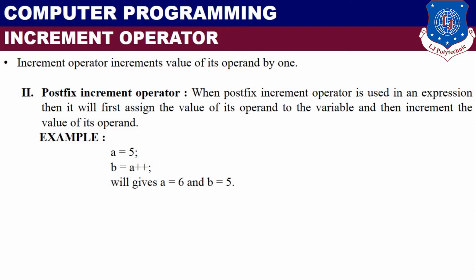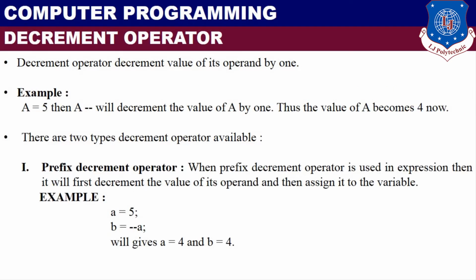Like if a equals to 5, b equals to a plus plus, then b will become 5 and a will become 6, as it is a postfix. The initial value of a will be assigned to b, and then a will be incremented by 1. That's why a becomes 6. So this is the increment operator. Now next is the decrement operator.